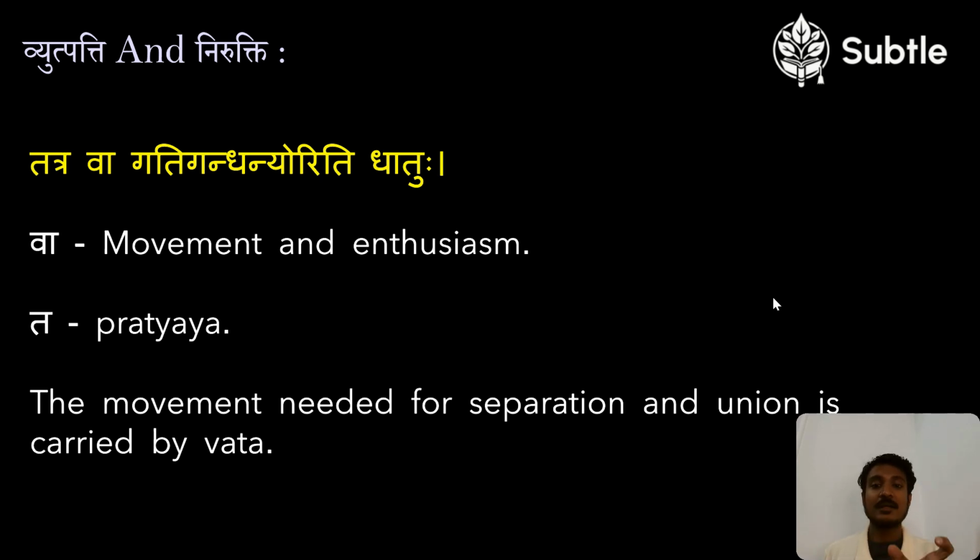So, Gati and Gandhana together, when it merges along with the Pitta and Kapha and other dhatus and forms a human body, that's when the body becomes alive and we move and we breathe and we feel alive. So this Nirukti is very important. Vagati Gandhanayoriti dhatu. That is the dhatu or the root word for Vata. I hope this is clear. Okay. Next.